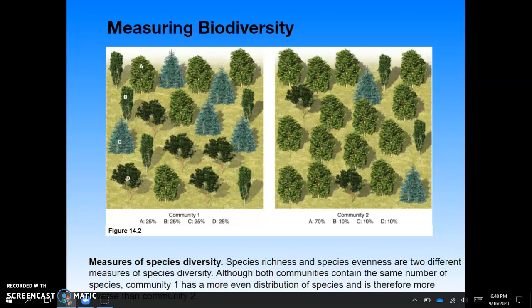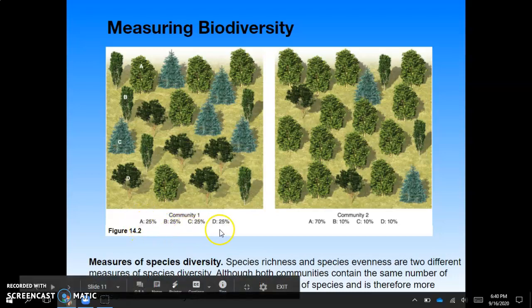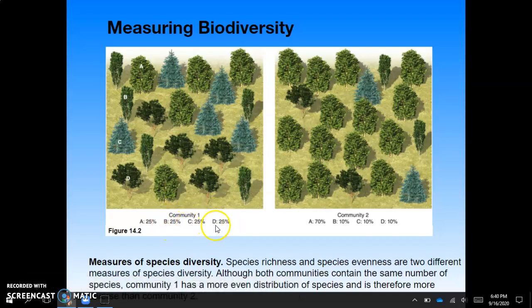So there are these trees in an ecosystem. Here we have 4 different types of trees. These are 4 different tree species, A, B, C, and D. So we've got 25% A, 25% B, 25% C, and 25% D.